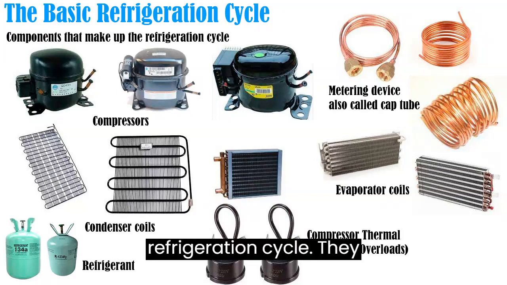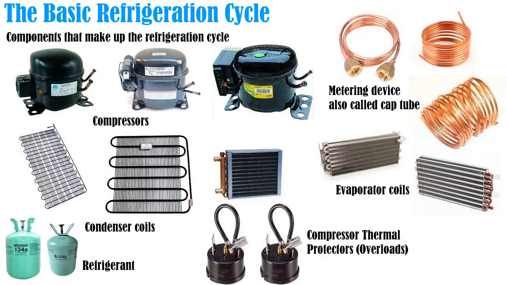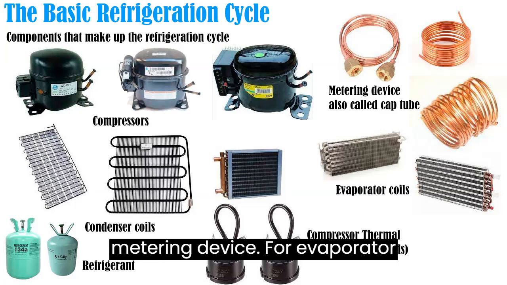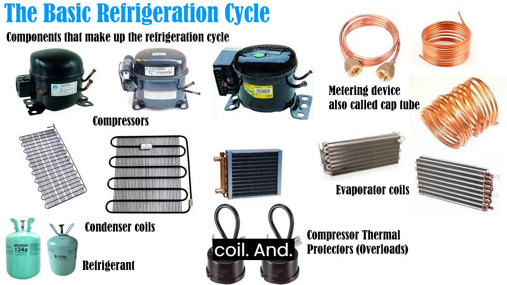There are 5 components that make up the refrigeration cycle. They are 1. Compressor, 2. Condenser coil, 3. Metering device, 4. Evaporator coil, and 5. Refrigerant.